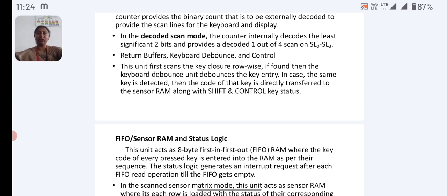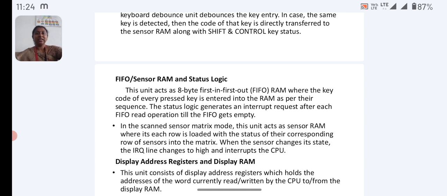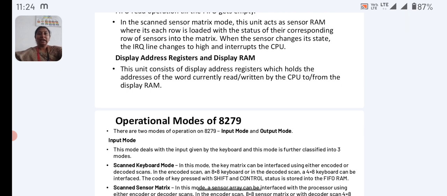Next one is FIFO or sensor RAM. First in first out, that is the first one will be given the first preference. When the first key enters, it will be moved to the end until its operation continues, if no interrupt request is given. Next one is the display address registers and display RAM. This is mainly used to write the word read or written by the CPU to or from the display RAM.